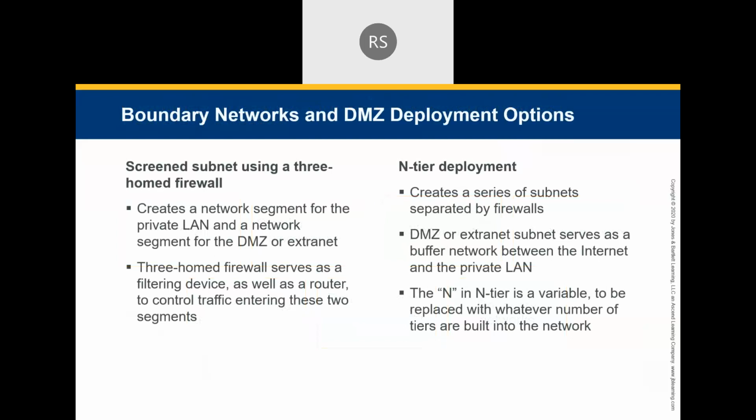Now n-tier deployment, this option establishes a series of subnets that are separated by firewalls. The DMZ acts as a buffer between the internet and the private LAN. And the N in the n-tier represents a variable, a different number of tiers that are built into the network, and it allows scalability.